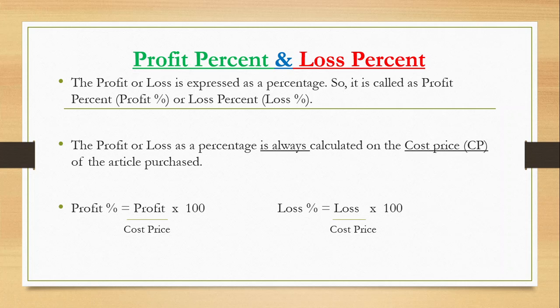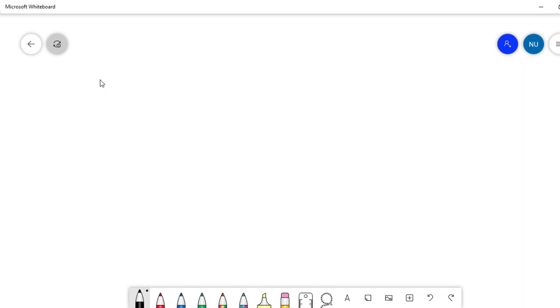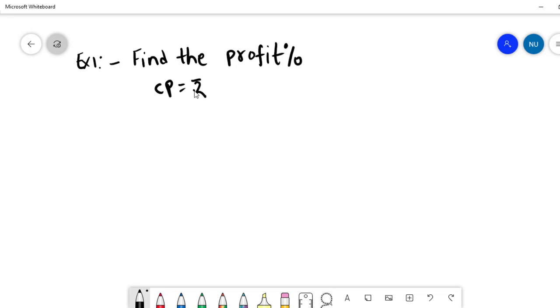Now let us solve few sums. Now let us learn how to find profit percent. Example 1. Find the profit percent. Here in this sum, the CP value is given as rupees 2500.